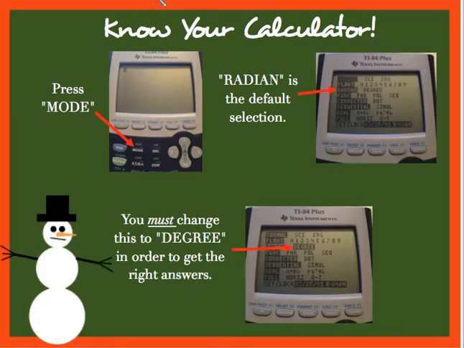It's very important that when you do this, your calculator is in degree mode. It defaults to radian. So you need to hit the mode button, scroll down where it says radian, you'll scroll over to degree and hit enter. If you don't do that, you will never get the right answer.